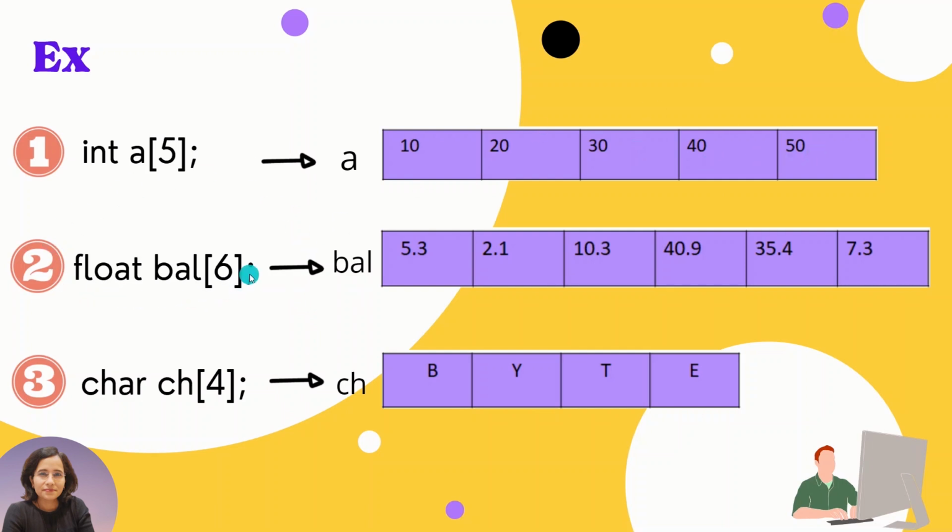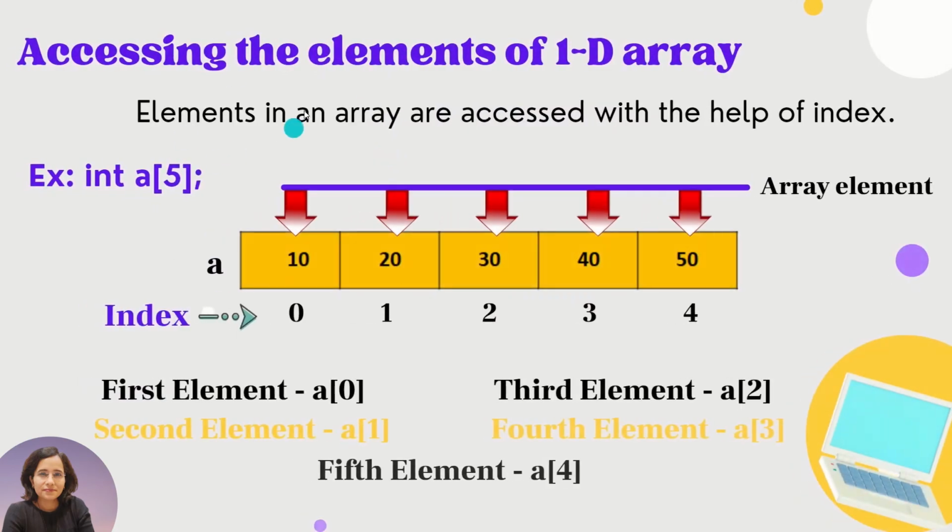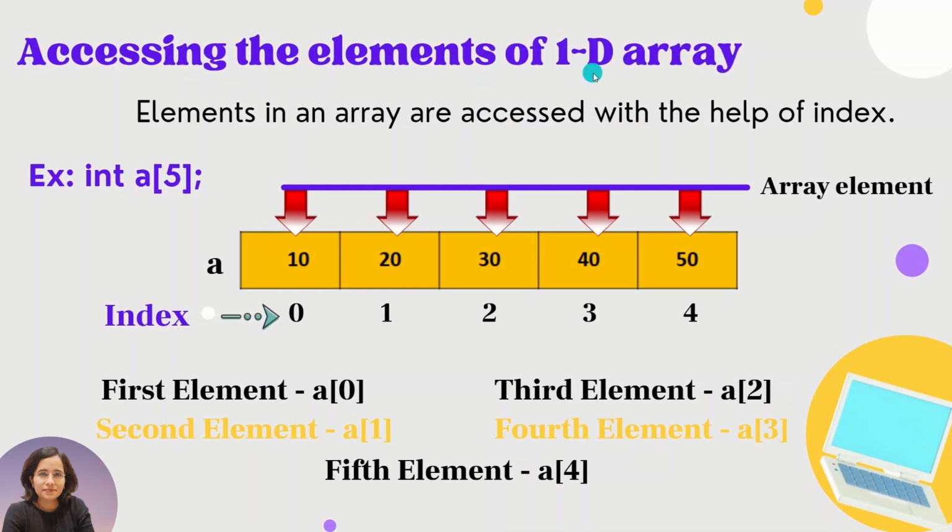Let's consider one more example. Here I am creating an array of float data type. The name of the array is balance and I can store a maximum of 6 elements in that. Similarly, if I want to declare an array of character data type, you can mention the data type character, then the name of the array and the size. Here we can store a maximum of 4 elements, and in one block I can store a single character as it is a character array.